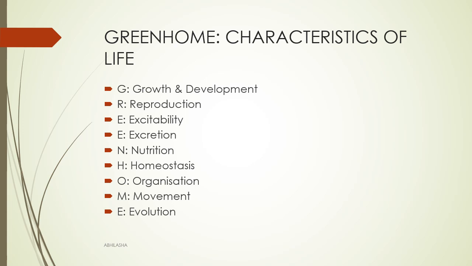G, growth and development, reproduction, excitability, excretion, nutrition, homeostasis, organization, movement and evolution. Now can you see the acronym that I have tried to make up? So "green home" will ensure that you remember all the characteristics of life without missing any one of them. In the forthcoming sessions, we'll be doing all these characteristics one by one. But right now, I'd like to explain one, that is H, homeostasis.